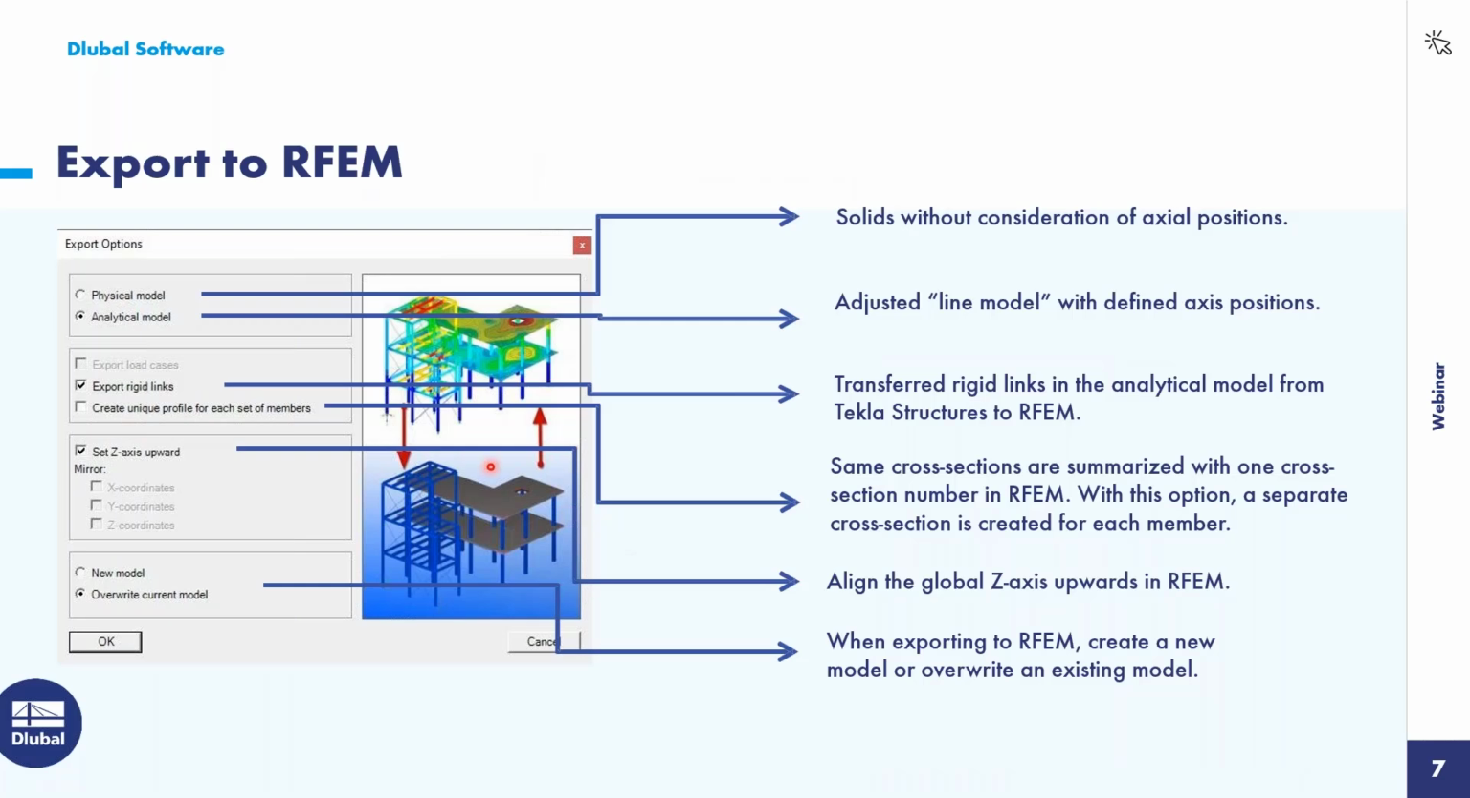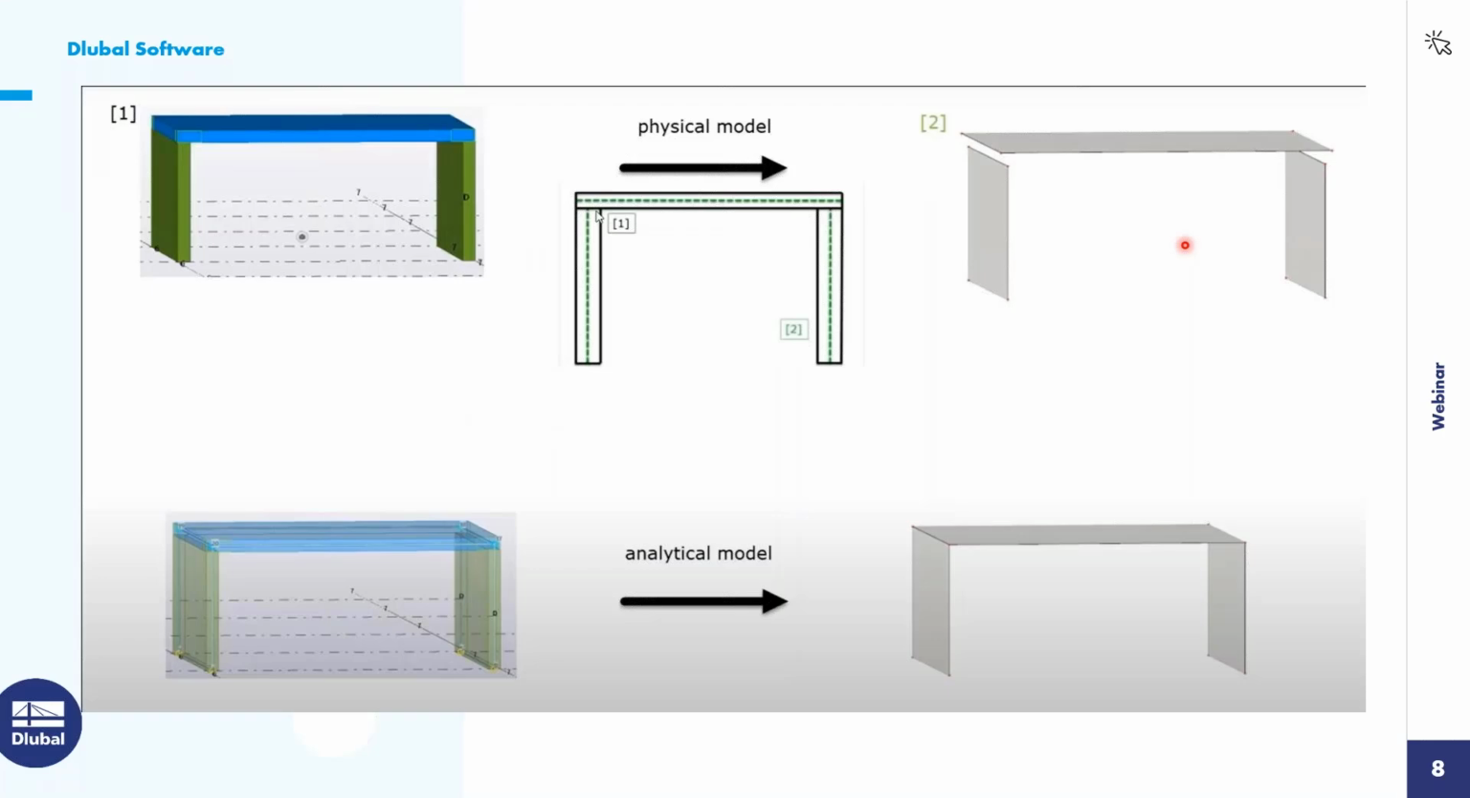Here are the export options. So if you are exporting from Tekla to RFEM, these are the export options you will get. So the first option you can see here is the physical model option. And this is basically like a CAD model. And so it's the solids without any consideration of the axial positions. And you can see here this would be a physical model.